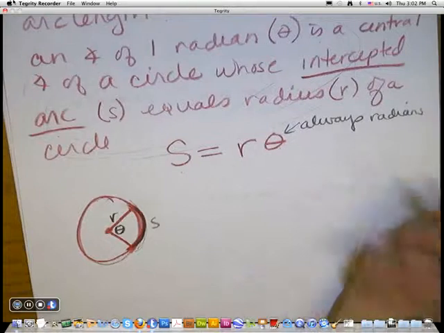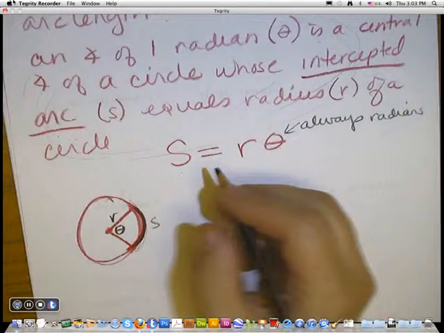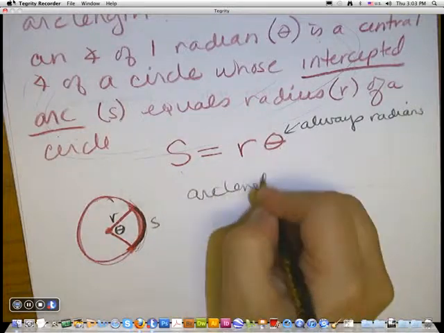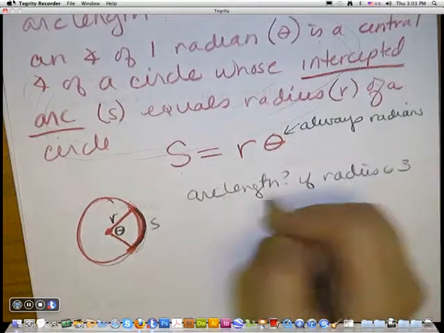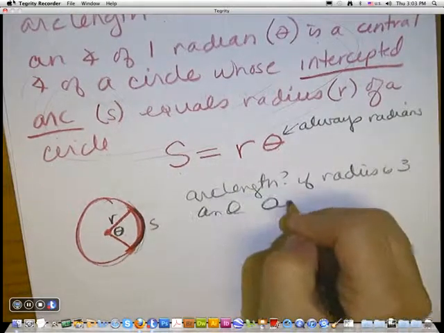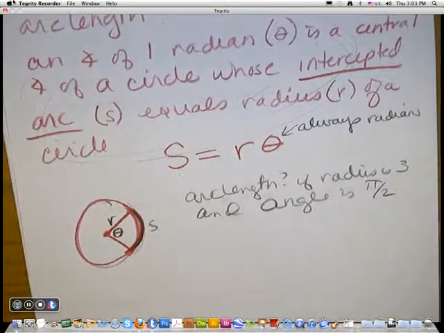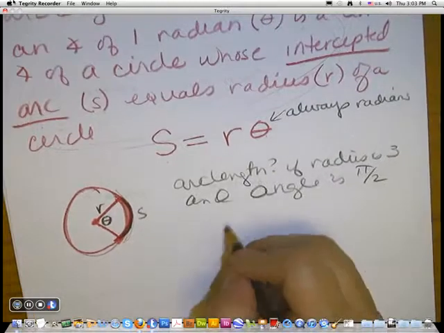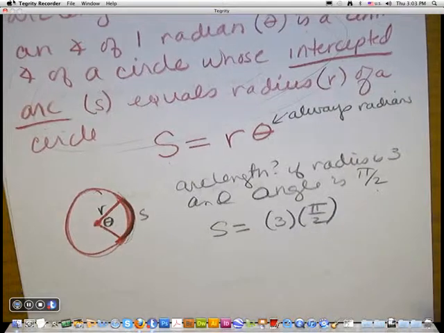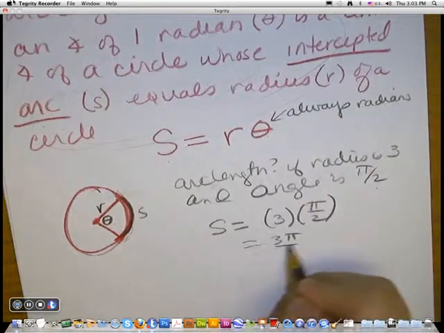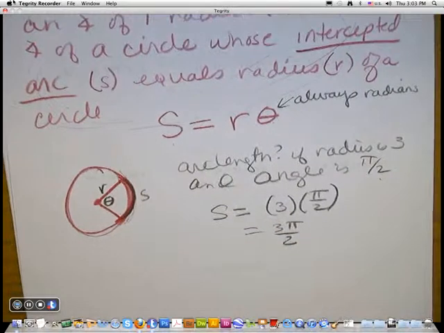Otherwise, it's a very, very simple formula and equation to use. For example, it might say find the arc length if the radius is 3 and the angle is pi over 2. So the arc length is the radius times the angle, as long as the angle's in radians. Therefore, 3 pi over 2. And that's all you need. It really is meant to be that simple.